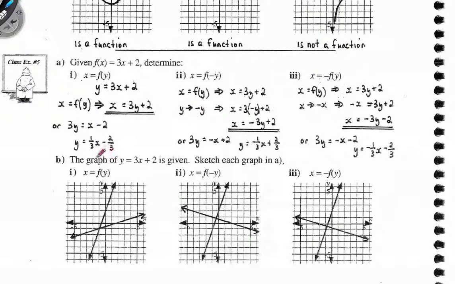And then finally, part B, the graph of y equals 3x plus 2 is given. Sketch each graph in A. So we're sketching this, this, and this. So as I've mentioned, looks like they've got the original, this one, in all of them. That must be this graph here, and here, and here. And now this was a reflection in the y equals x line.